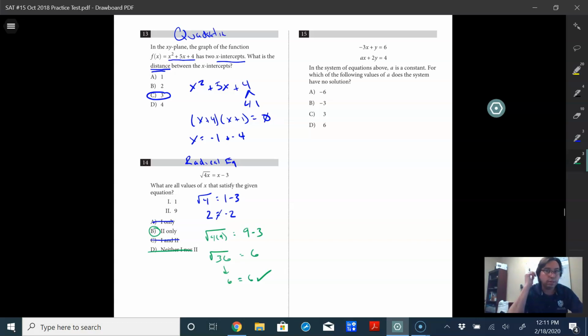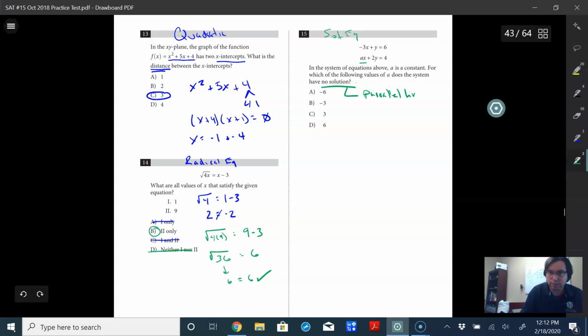All right, and number 15, we see that we have a system of equations, and we're solving for a constant. It's also telling us that there is no solution. Remember, when we see this, it is essentially telling us that we have parallel lines, or essentially the same slopes. So we can take that into consideration.